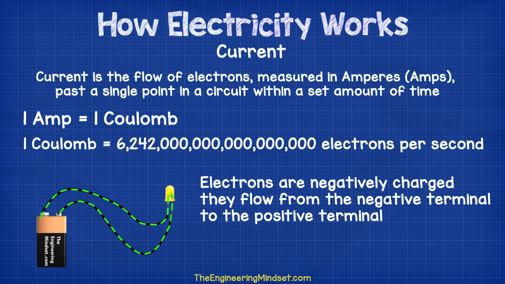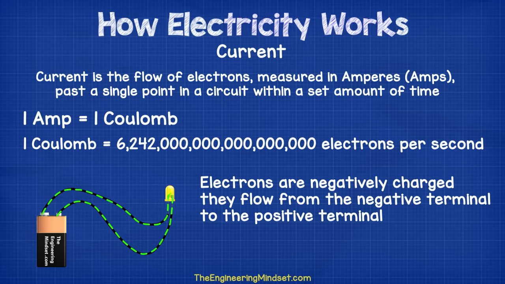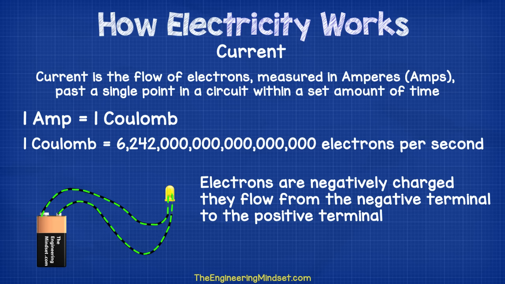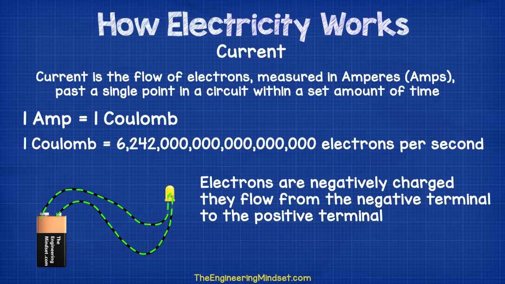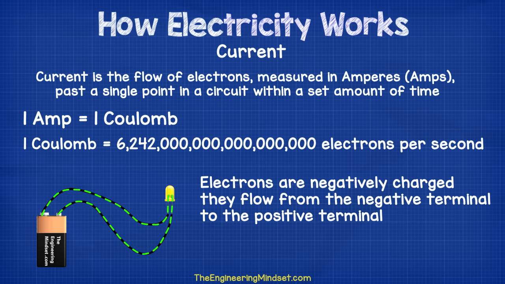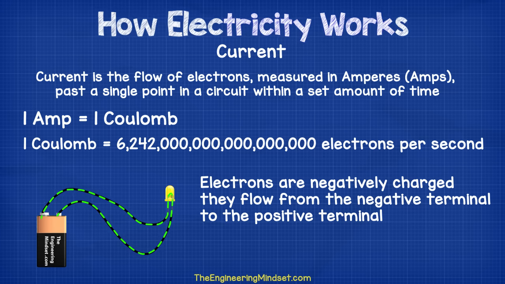The group is incredibly large and is approximately 6,242,000,000,000,000,000 electrons, and that has to pass in 1 second for it to equal 1 amp. That's why electrons are grouped together and just called amps to make it easier for engineers.